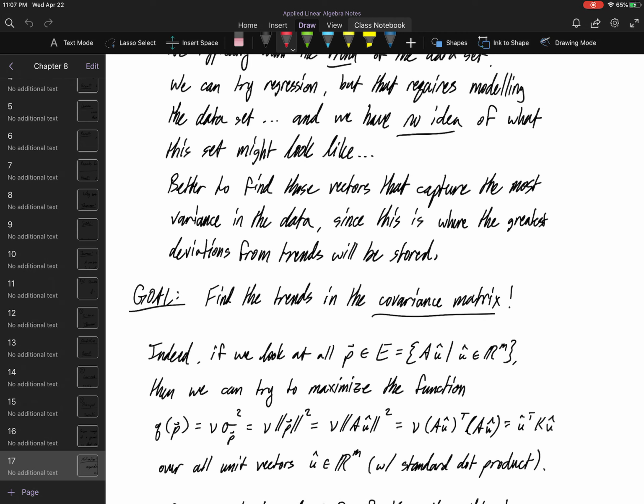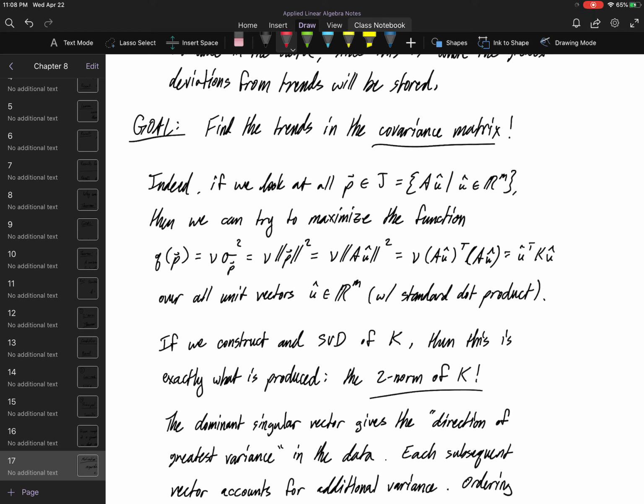So if we look at all the vectors in a set E, which is actually probably a terrible notation because we already used E from before, let's go ahead and change it. Let's call this one, I don't know, J for Jerry. There we go.